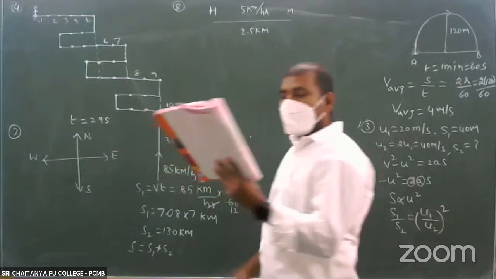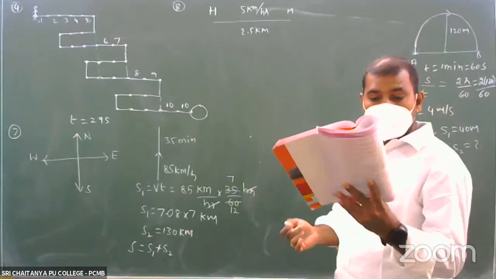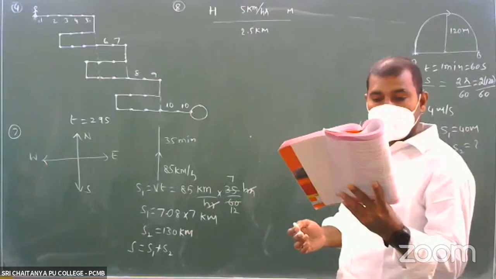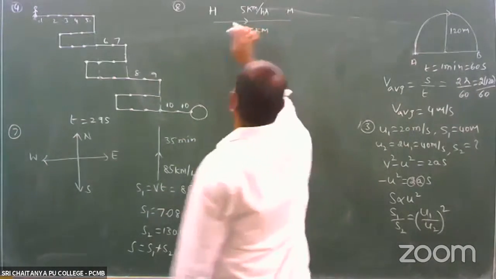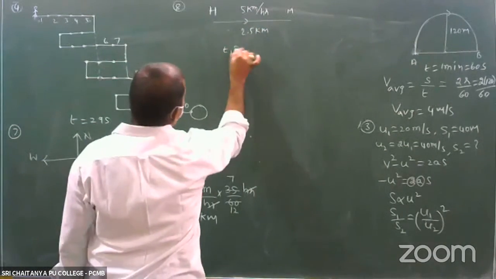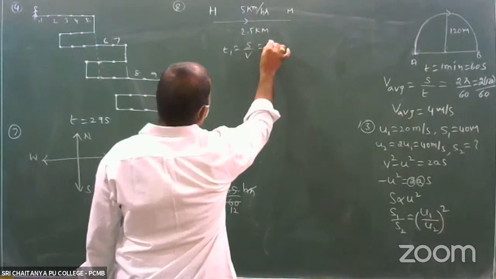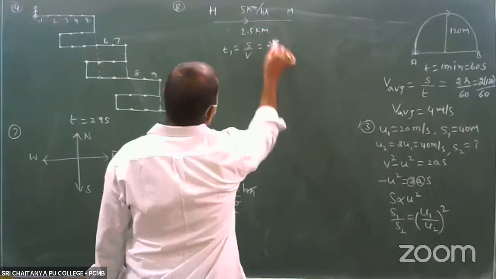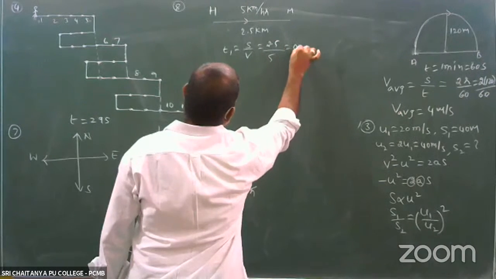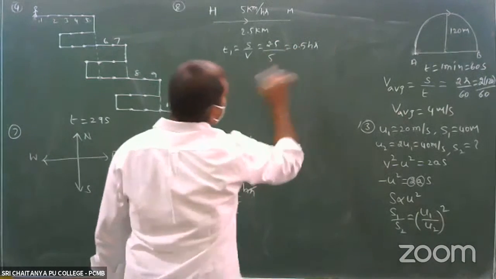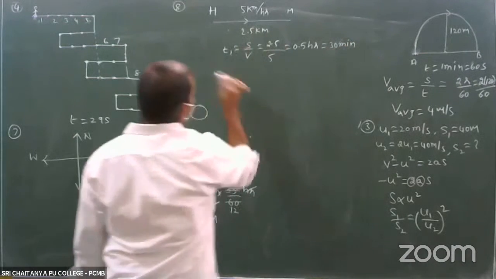Next, he instantly turns back and reaches his house with a speed of 7.5 kilometers per hour. First, house to market. I am calculating time. T1 is equal to distance by velocity. Distance is how much? 2.5 kilometer by 5 kilometer per hour. Kilometer gets cancelled. That is how much? 0.5 hours. 0.5 hours means what you can take? 30 minutes. House to market.